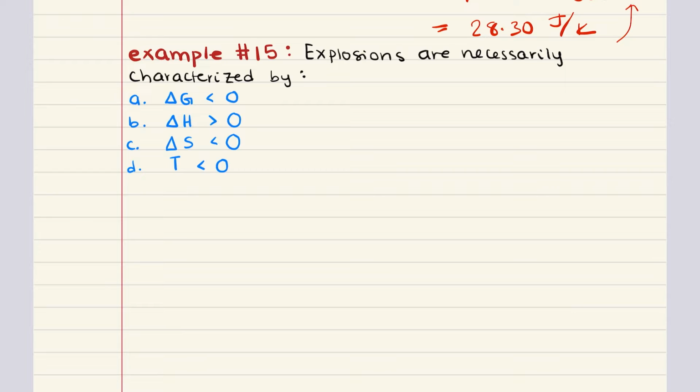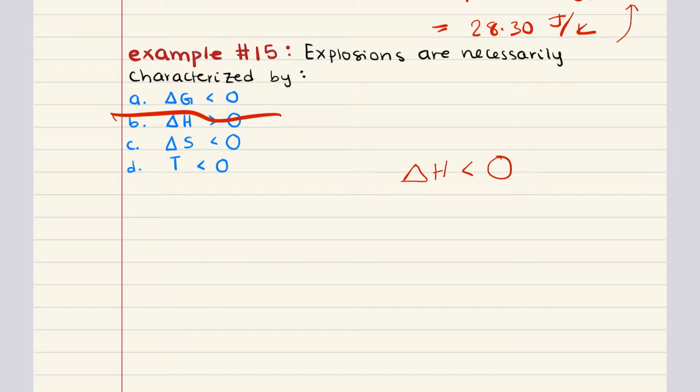Now, let's break this down. For an explosion, explosions release a large amount of energy rapidly. If they're releasing a large amount of energy, then delta H has to be less than 0. It's exothermic. So if delta H is less than 0, B doesn't make any sense because it's claiming that delta H is greater than 0. That's not true. Explosions aren't absorbing energy, they are releasing a large amount of energy.